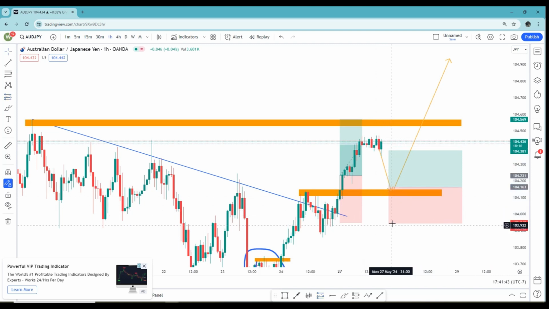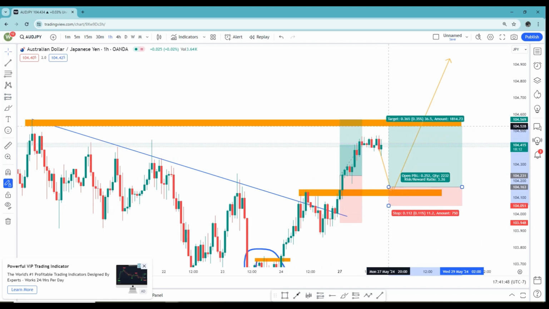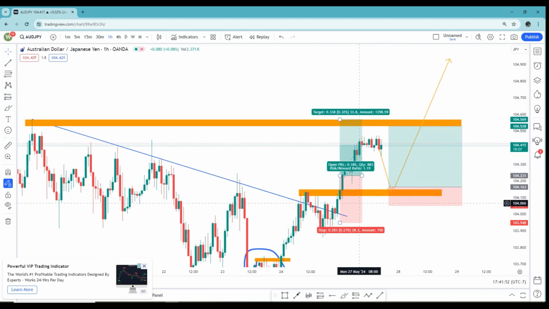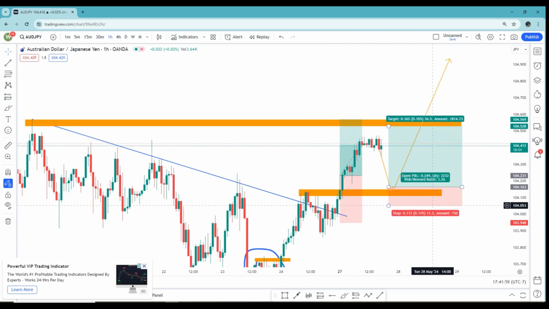You enter like this. You see? So this is going to be smaller than this one, because this was just the breakout. You have to take all this risk deeper.